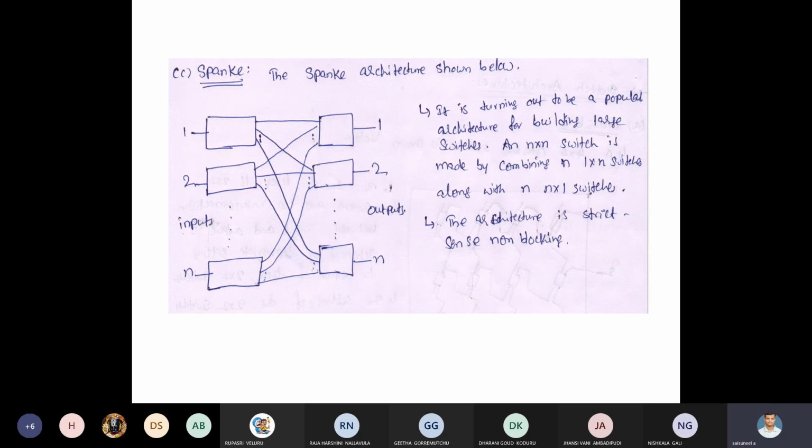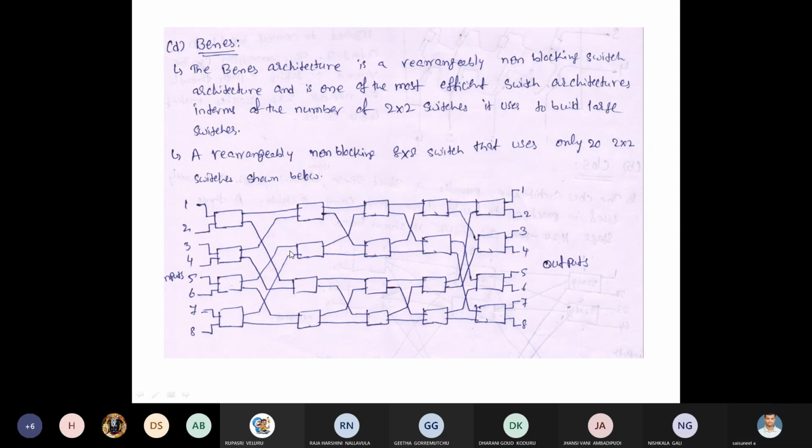Spanke architecture. Here in this Spanke architecture, on the input and output side we give only one customer to each switch. Suppose n customers are there in a network, then n switches are required. For each customer we require one switch, and on the receiving side also one switch for each customer. We have to connect from the first stage to the last stage, connected to all paths. This is called the Spanke network.